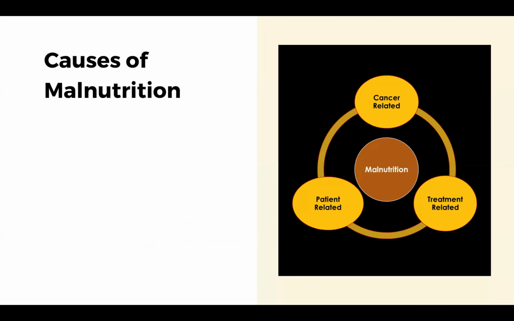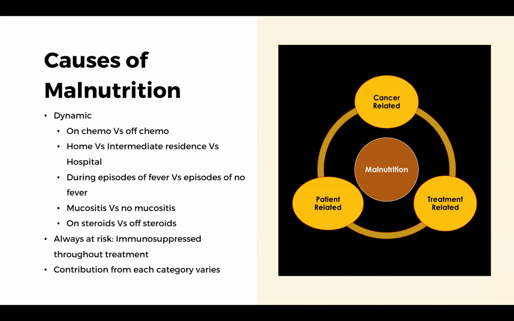Right. So causes of malnutrition, it can be cancer related, it can be treatment related, or it can be patient related. And in our setting, it is very dynamic because patients sometimes on chemo versus off chemo, and patients might be at home where they can eat their favorite food, or they are at their intermediate residence or at hospital, during episodes of fever versus episodes of no fever, mucositis versus when patient is not having mucositis, when patients are on steroids versus off steroids.